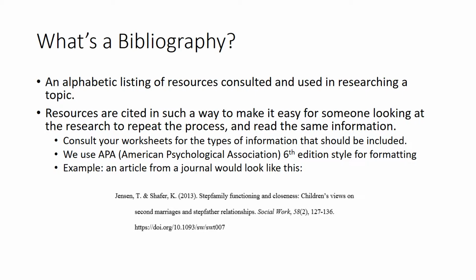So what is a bibliography? A regular bibliography is an alphabetic listing of resources that are consulted and used in researching a topic. So again, this is what typically goes at the end of a research paper, where you have an alphabetic listing, usually by author's last name, of all the resources that were used in the paper.